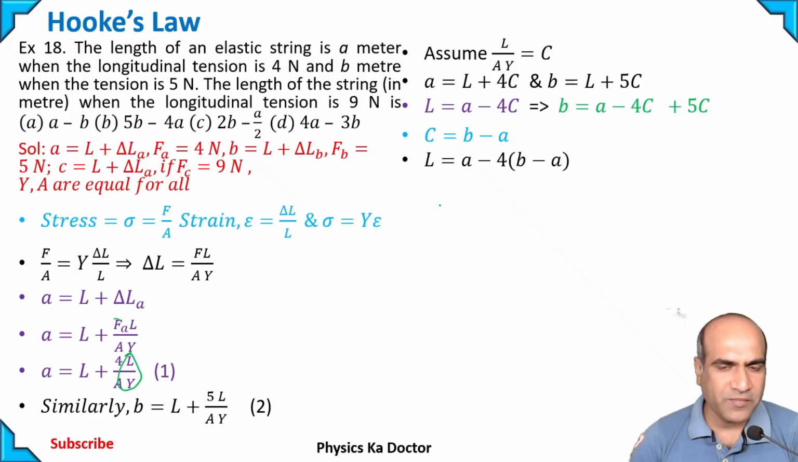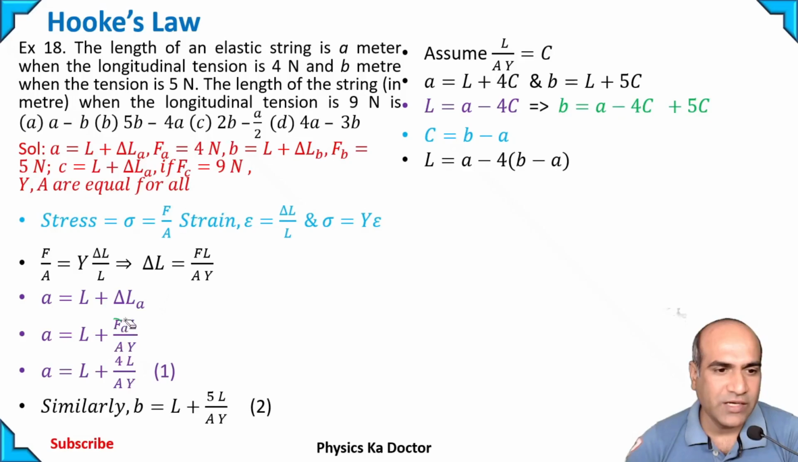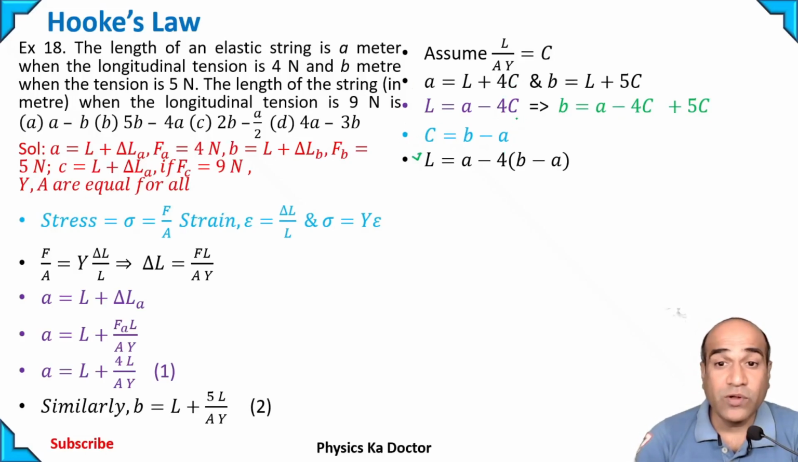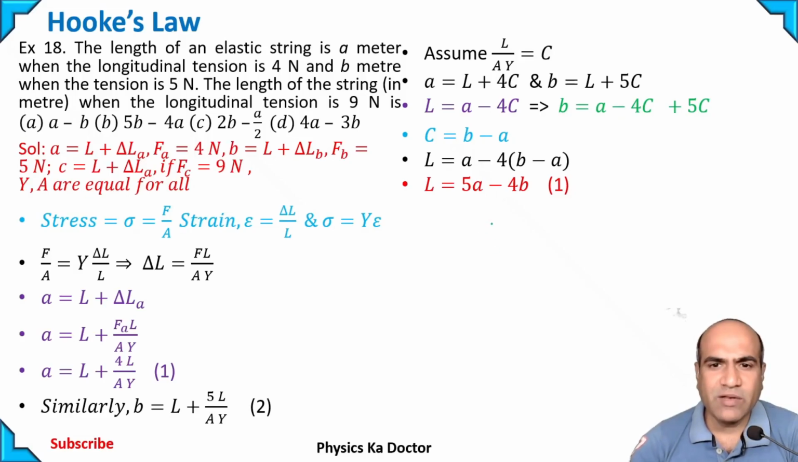Do we have a solution for C? Yes, definitely we have a solution for C. So L is equal to A minus 4 times B minus A. We can put the value of C in this equation, and if you simplify, L becomes 5A minus 4B.